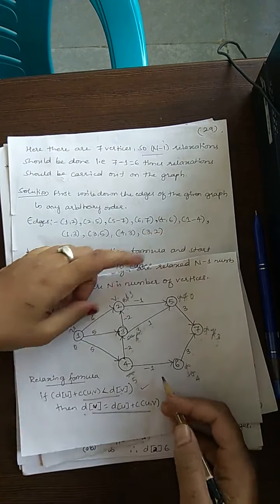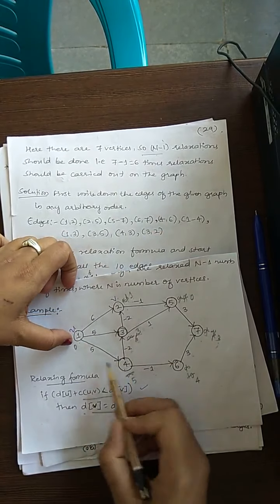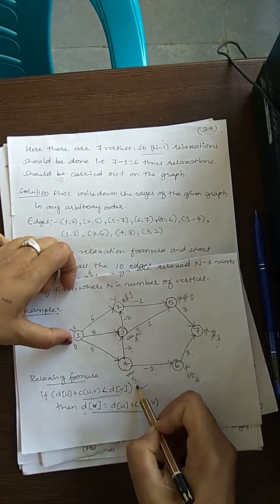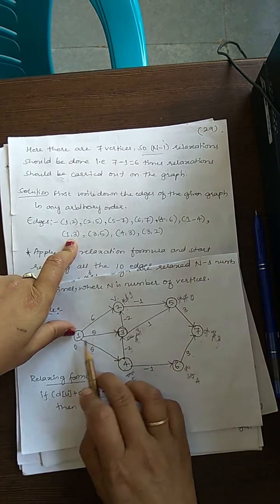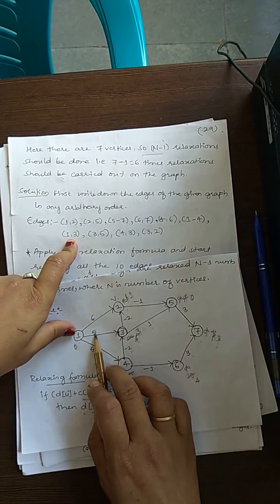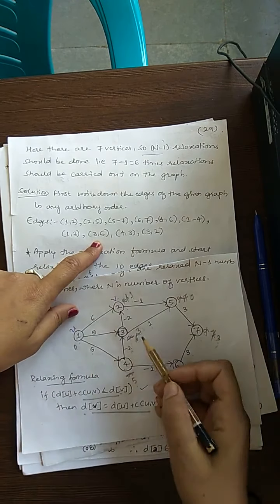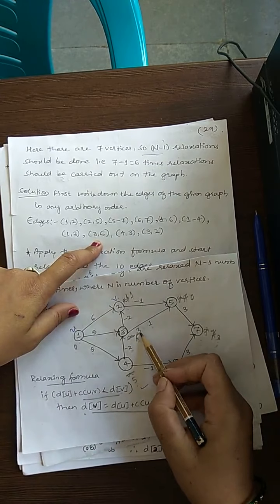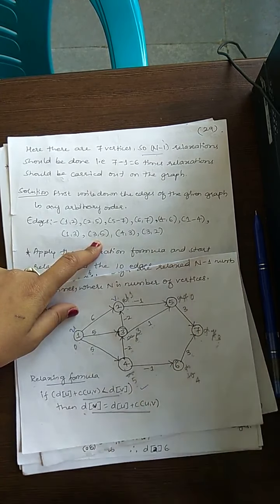So now 1 to 4. So 0 plus 5 is 5. Here also 5. Keep it as it is. 1 to 3. 0 plus 5 is 5. 5 less than 3? No. Keep it as it is. 3 to 5. 3 plus 1, 4. Less than 0? No. Keep it as it is.